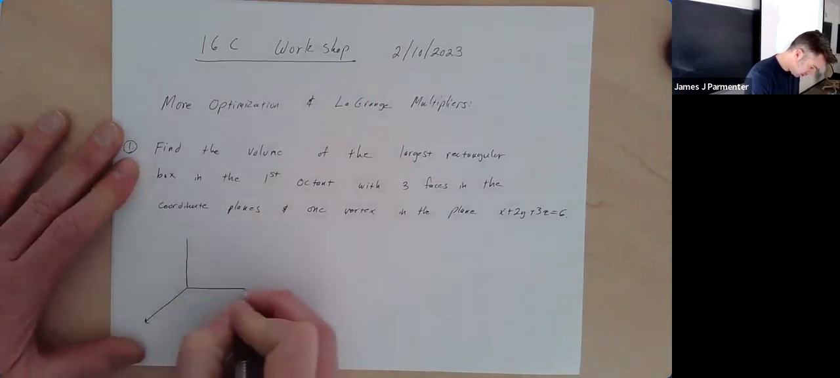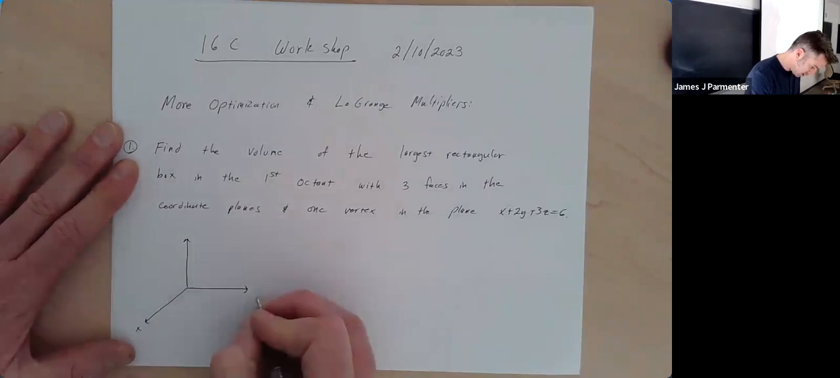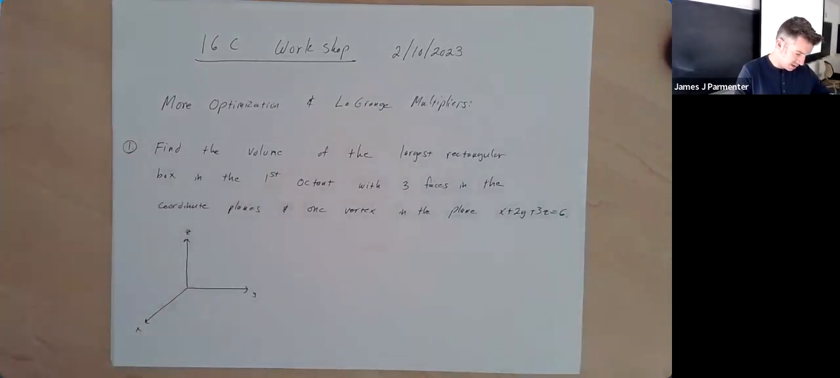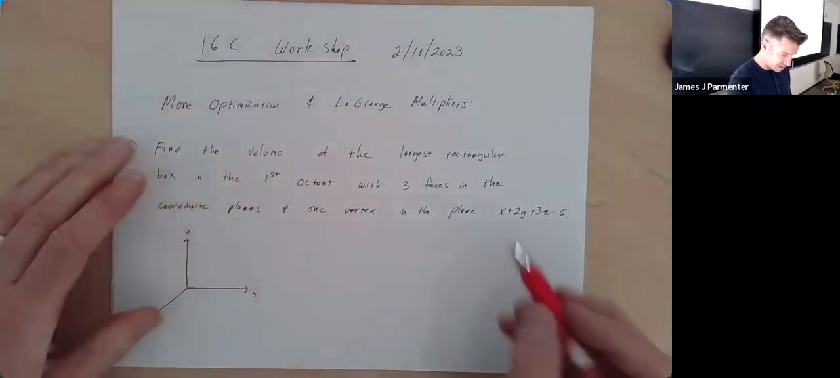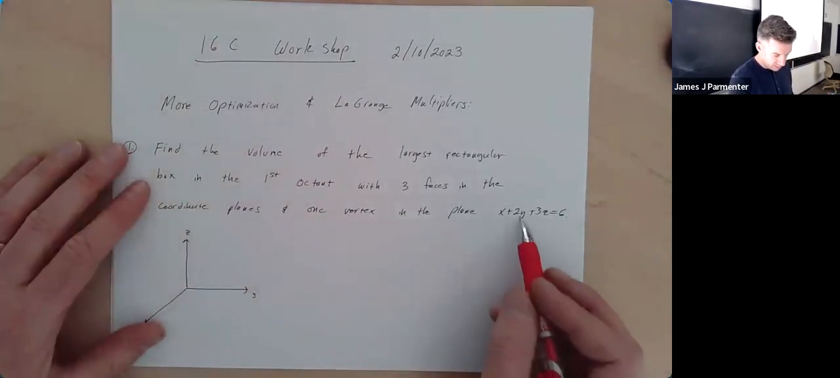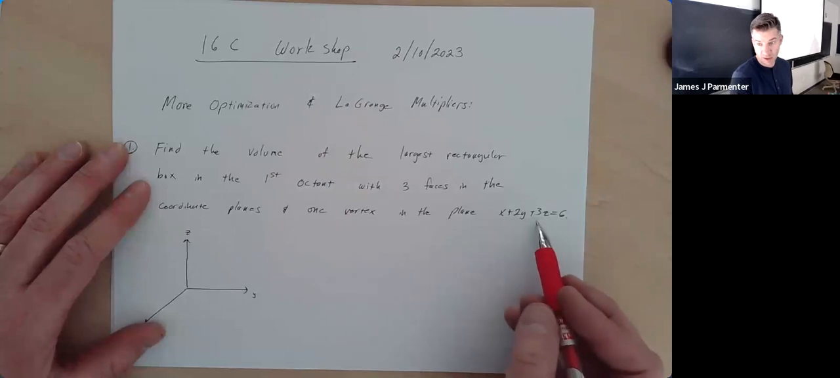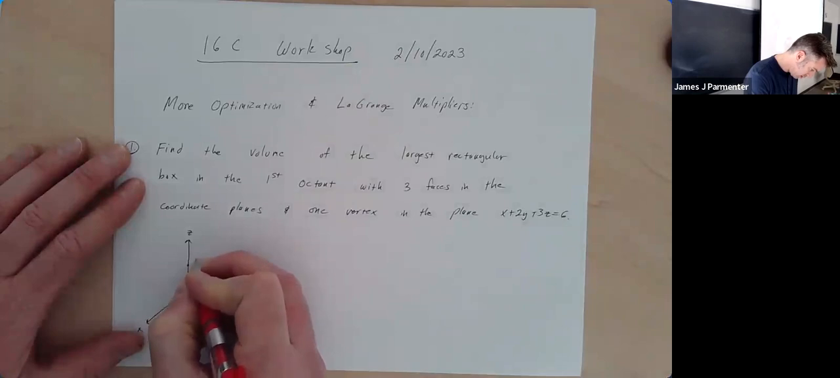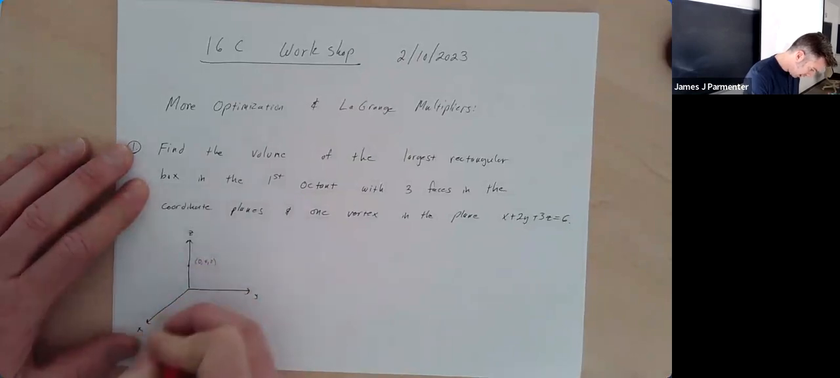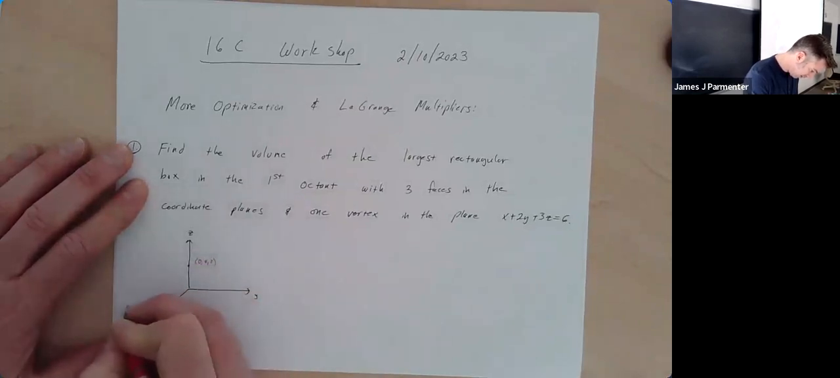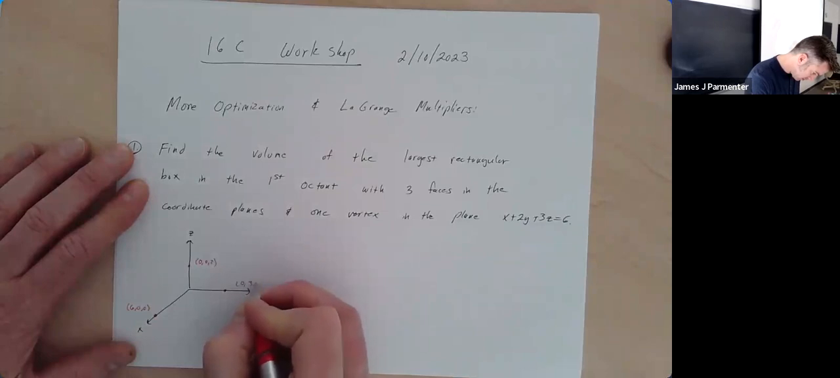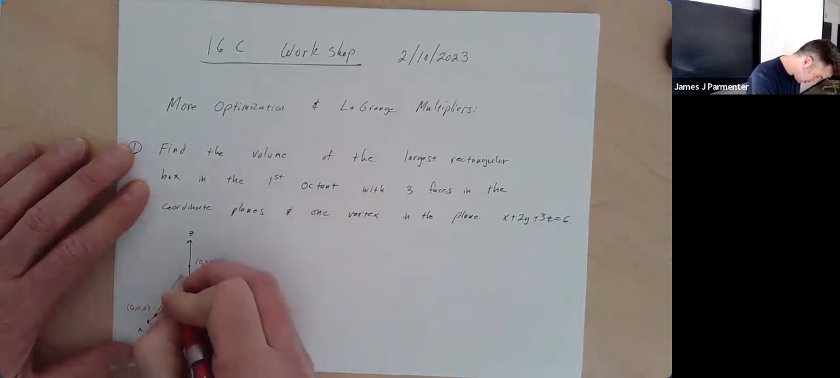So here's our 3-dimensional coordinate system, x, y, z. To graph this plane, I know that my x-intercept is going to be 6, because when y and z are 0, x is 6. My y-intercept is going to be 3, and my z-intercept is going to be 2. So that's (0, 0, 2). My x-intercept is 6. It doesn't really have to be a perfect picture. And my y-intercept is 3.